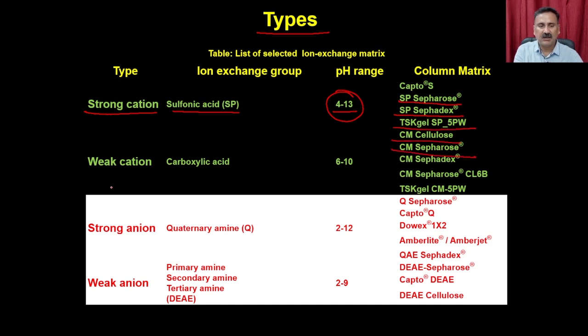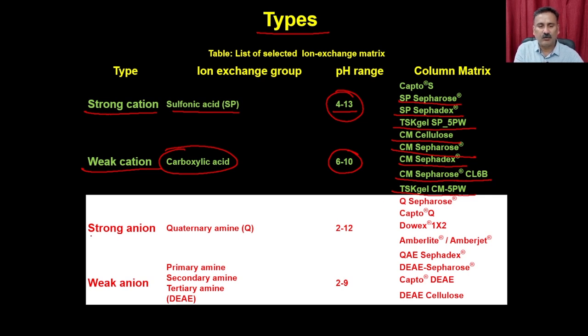Similarly, you can have the weak cation. For the weak cation, you can have the functional group carboxylic acid attached to the matrix, and you can use this column in the range of 6 to 10. The examples are CM Sepharose, CM Sephadex, CM Sepharose CL-6B, and TSK gel CM-5PW.